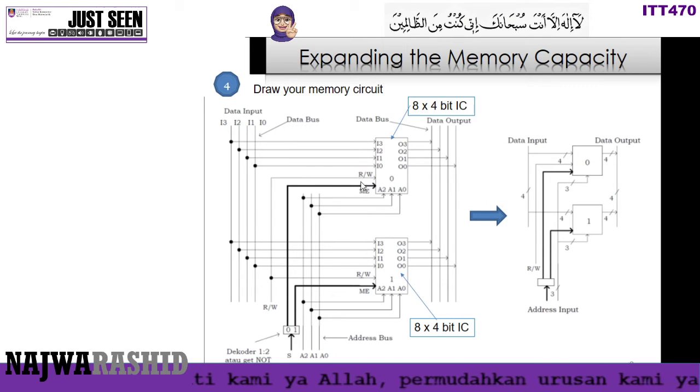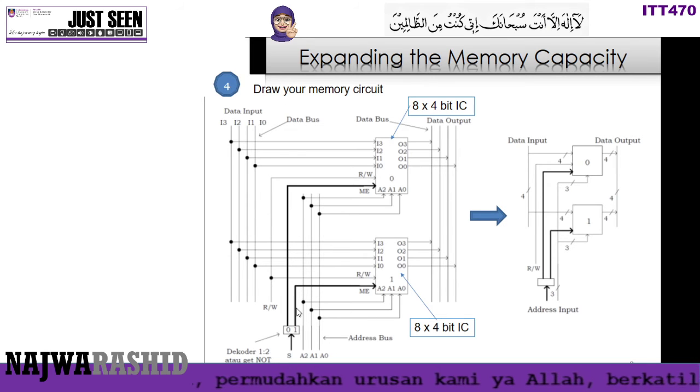For memory enable, it is based on your decoder. So this is the way you put your decoder. Your decoder is 1 input, 2 output. So 1 input here plus the address line 3 equals 4. That means you have 4 address lines. When the output here is 0, it will go to IC 0. When the output here is 1, it will go to IC 1. So this is your memory circuit.